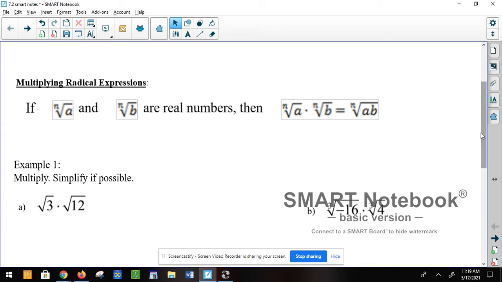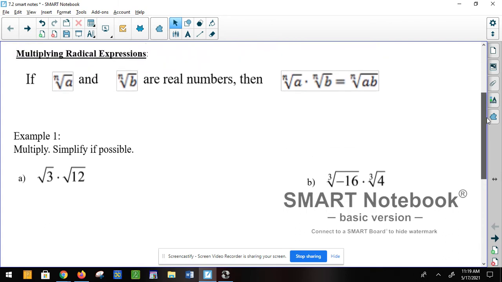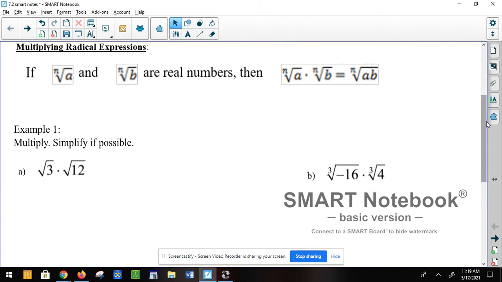What's key is notice that the index needs to be the same, right? That's what you're getting out of that definition there. So you can multiply square roots together, you can multiply cube roots together, but you can't multiply a square root and a cube root together. So in order to multiply radicals together, the index has to be the same.